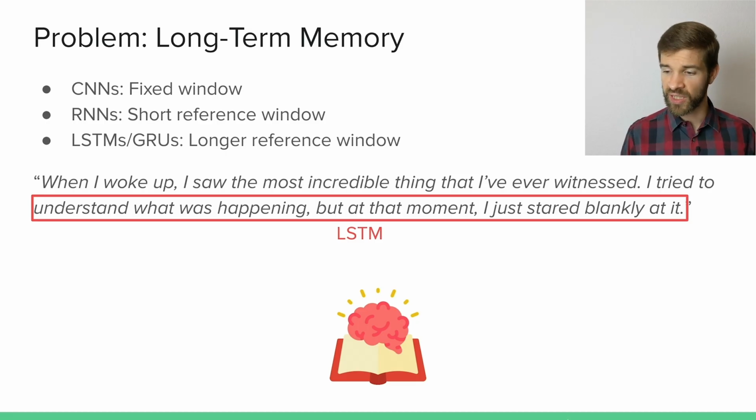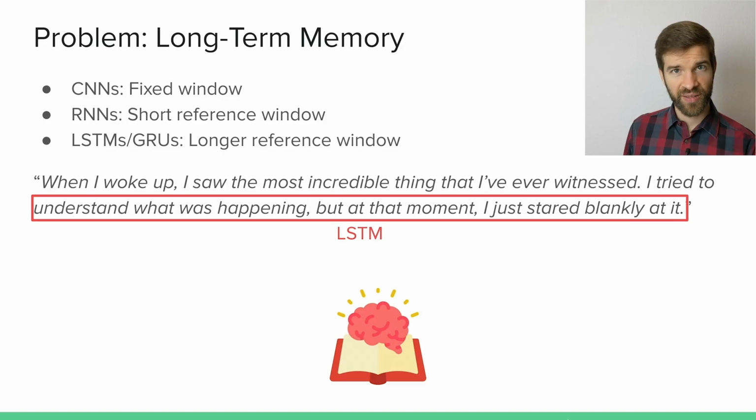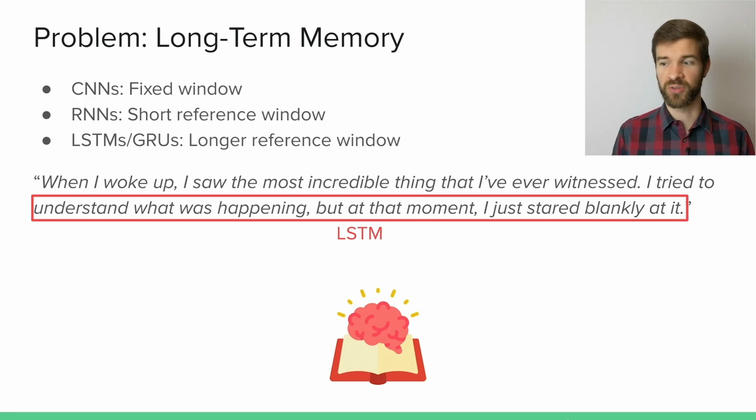For example, here, we are reading the sentence: "When I woke up, I saw the most incredible thing that I've ever witnessed. I tried to understand what was happening, but at the moment, I just stared blankly at it." So, thinking about this word "it" at the very end, what does it refer to? Even with the long reference frame that LSTMs give us, it can refer to something that we saw much earlier, in this case, the most incredible thing. And if we're outside of the reference window that we are able to access information on, we have a hard time understanding the context of what it refers to.